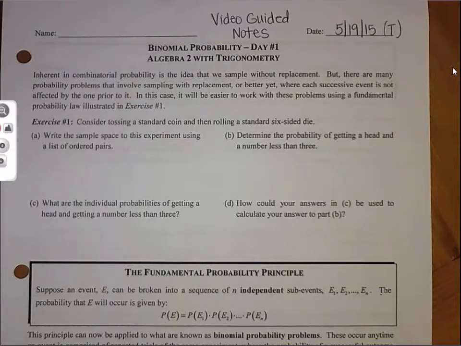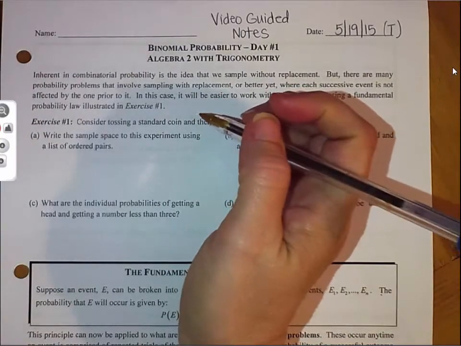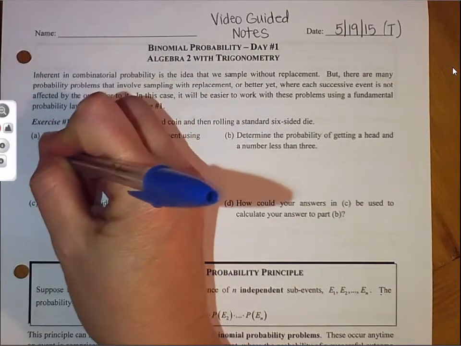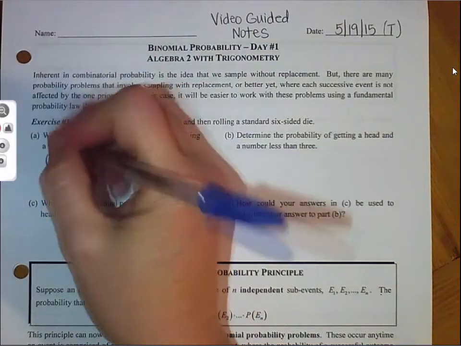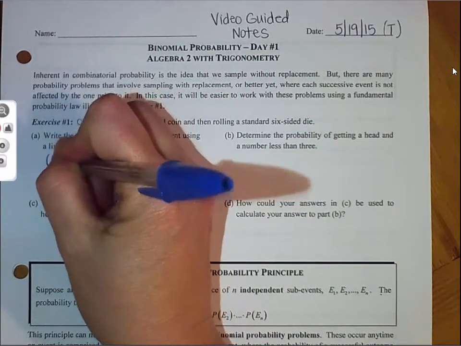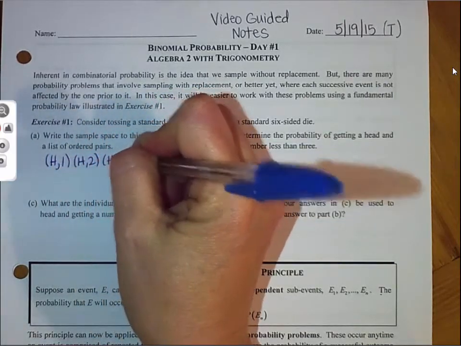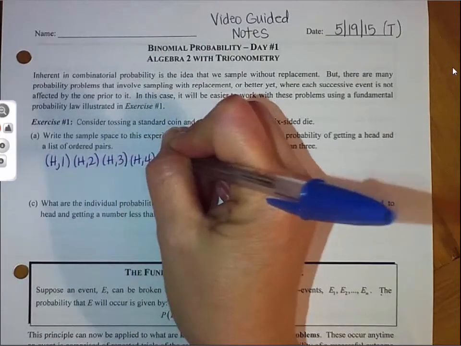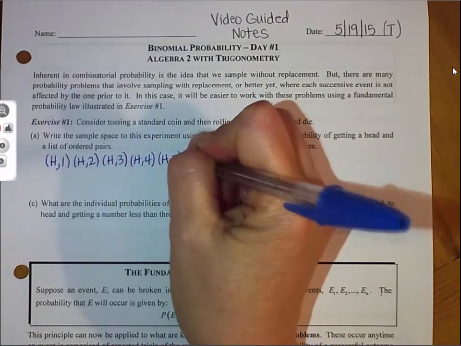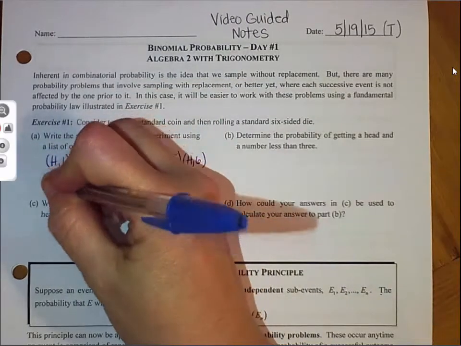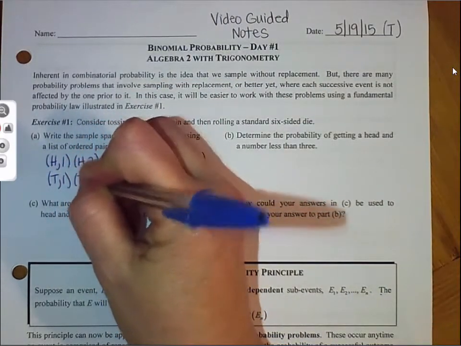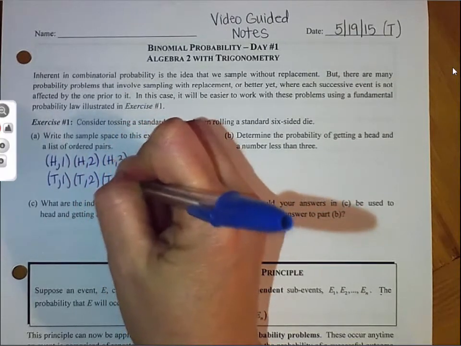So let's look at exercise 1. Consider tossing a standard coin and then rolling a standard 6-sided die. For part A, we're going to write the sample space using a list of ordered pairs. So let's think about when we flip a coin. First, it might land heads up, and we've also rolled a die. So when the coin lands heads up, the die could have a 1, a 2, a 3, a 4, a 5, or a 6. And the same thing can happen if the coin had landed tails up. The die could still land 1 through 6.